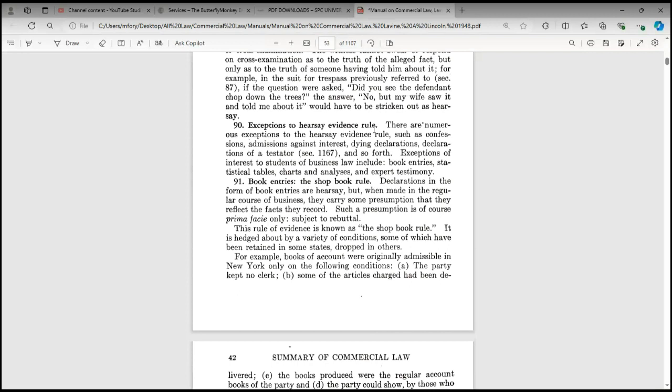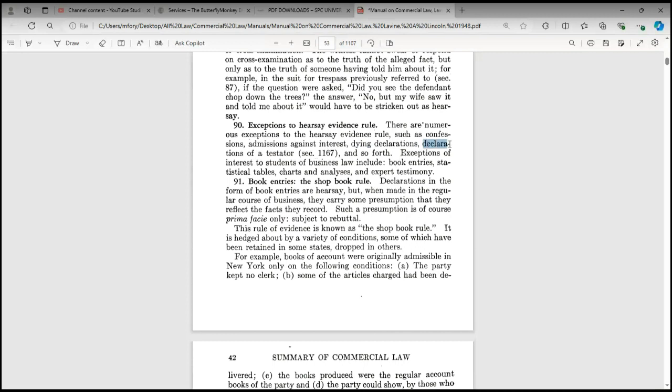Exceptions to the hearsay evidence rule. There are numerous exceptions to the hearsay evidence rule, such as confessions, admissions against interest, like a dying person, right? Like, oh, Jack killed me. And he told that to the paramedic, and the paramedic is the only one there. Of course, that's the dying declaration right here. Declarations of a testator, and so forth.